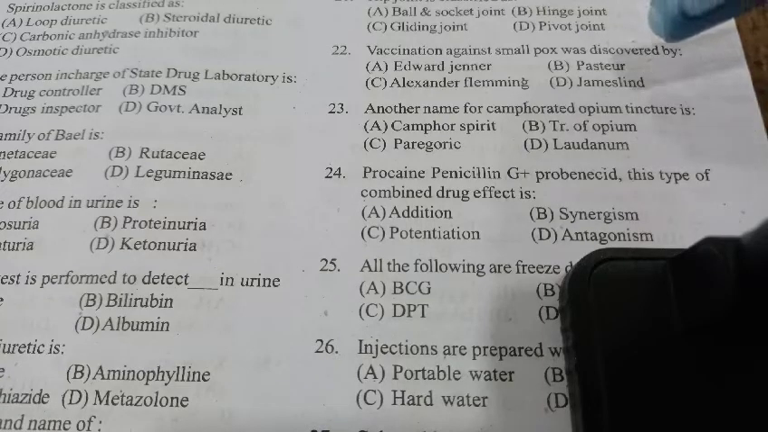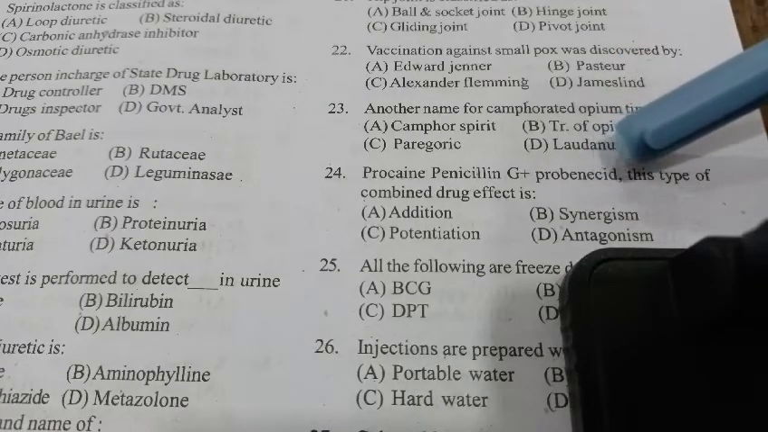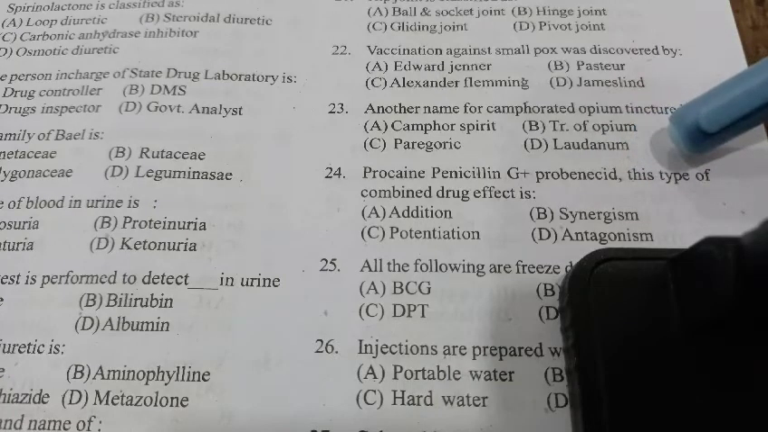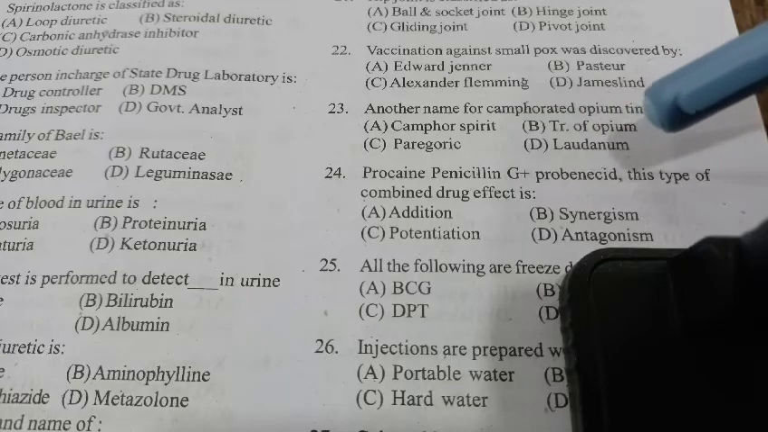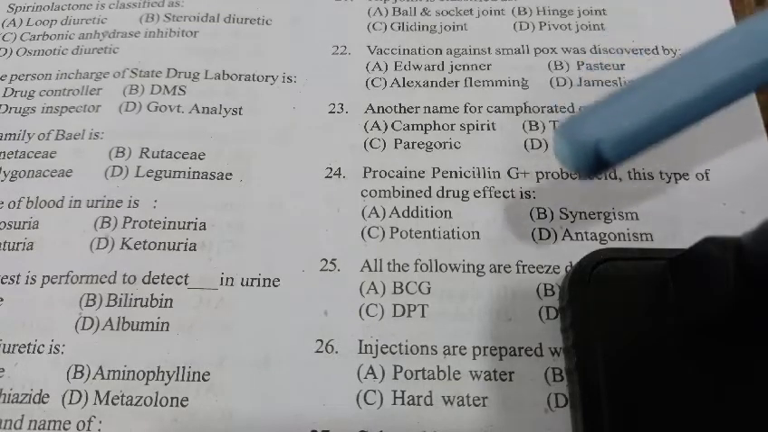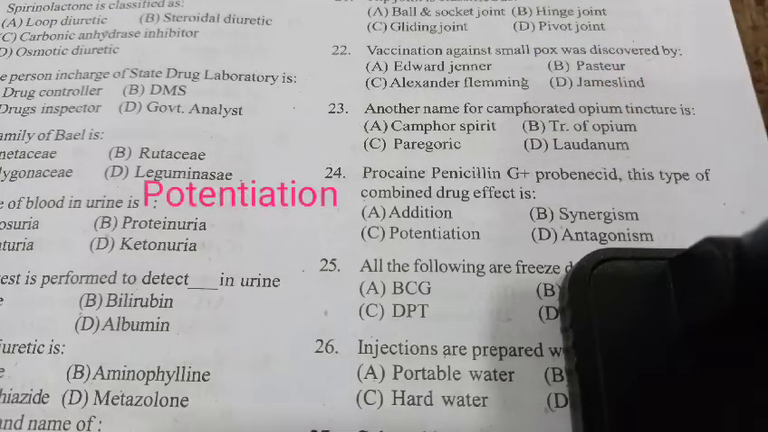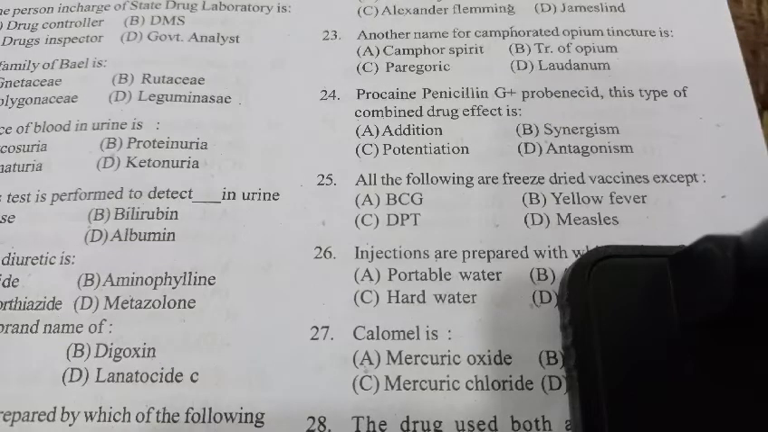Procaine penicillin G plus probenecid. This type of combined drug effect is addition, synergism, potentiation, antagonism. The answer is potentiation. Combined effect of two different drugs exceeds additive effect of each of the drugs administered independently. One drug is said to potentiate the other. So the overall effect is very much increased.